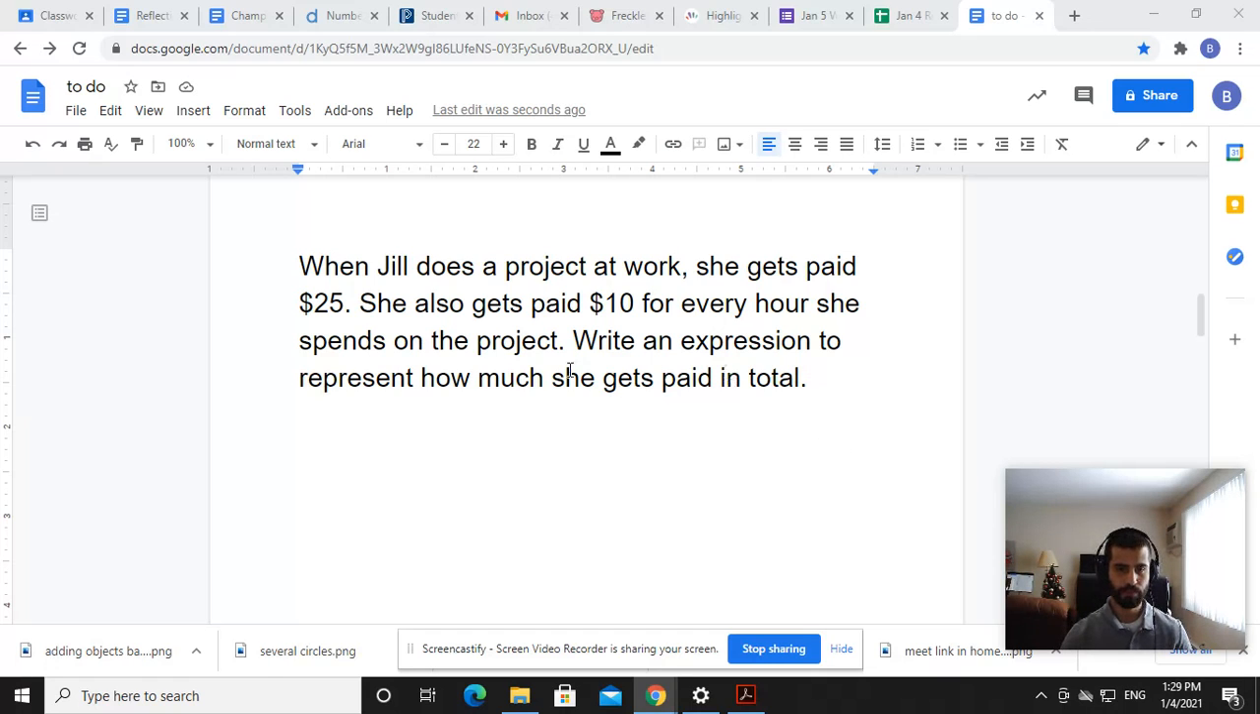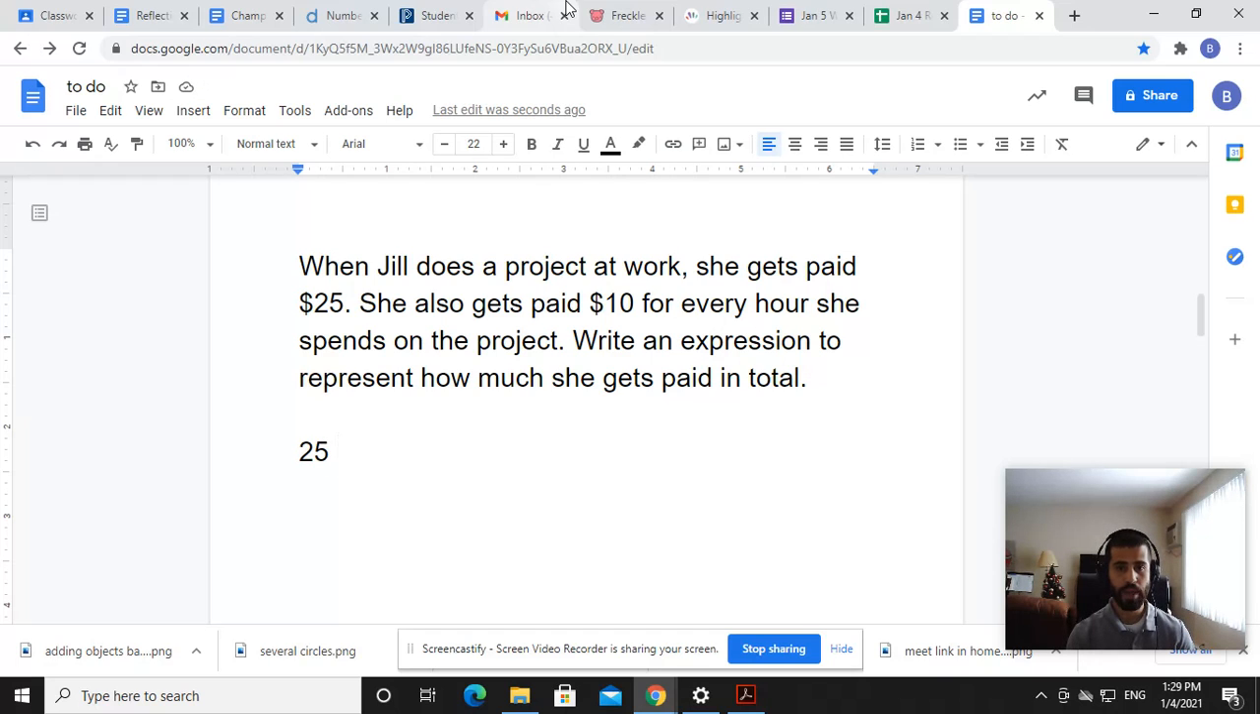So, this expression, if it's following the trend of our other expressions from the assignment, it's probably going to have a variable. Hint, hint. So, let's see which number that variable is attached to. She automatically, every time she does a project, is going to get paid $25. Whether that takes her 1 minute to do the project or 100 hours, she'll get that $25 either way. So that is just going to be there as is.